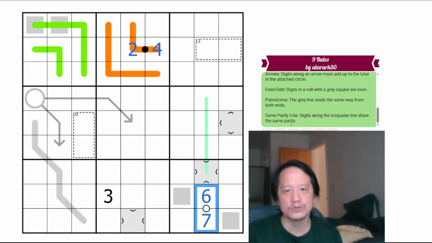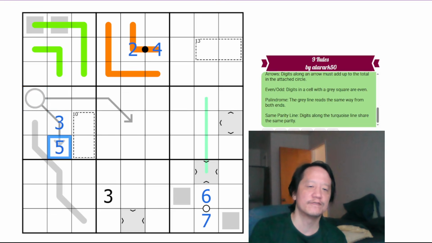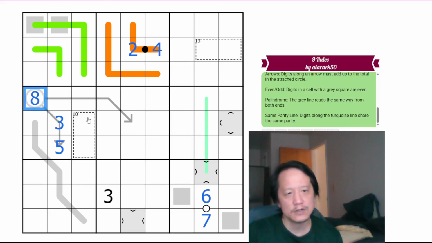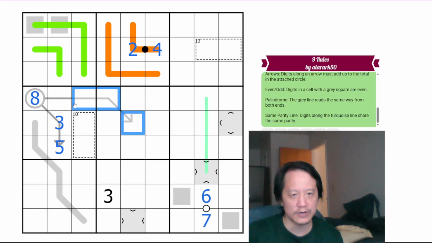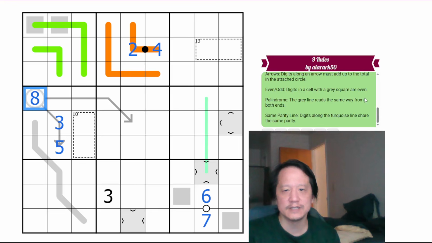We have arrows, where digits along an arrow must add up to the total in the attached circle. So, for example, if this were 3 and 5, this would have to be 8. Also, these digits along this arrow must also add up to 8, because otherwise the digits along the arrow wouldn't add up to the digit in the attached circle, which obviously is problematic. Anyways, that's an example of how arrows work.